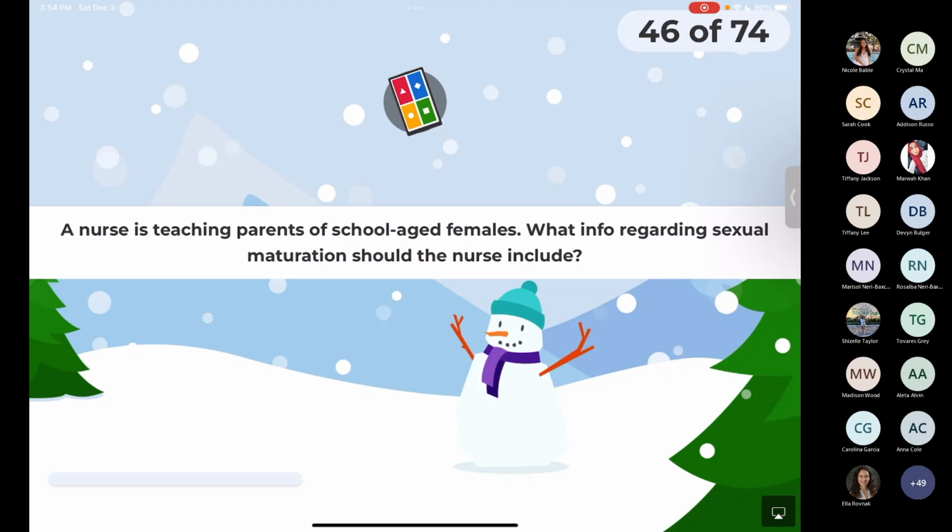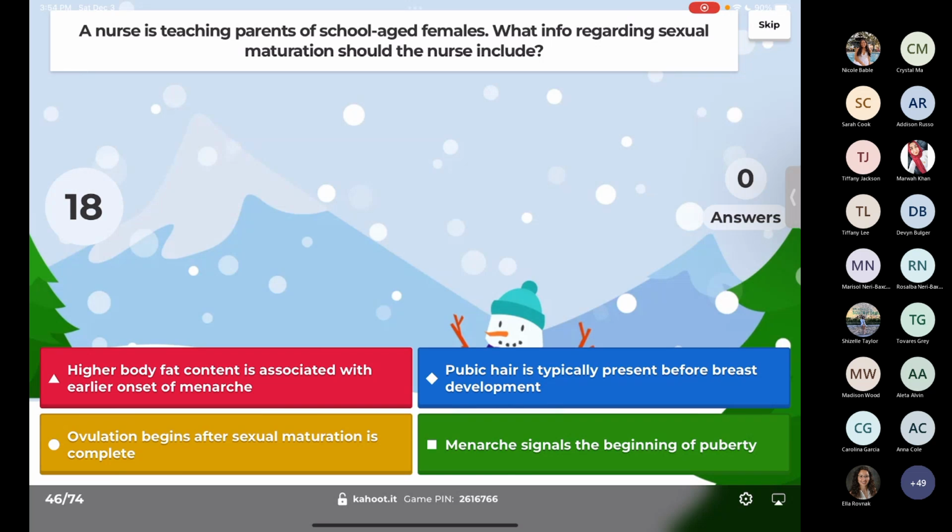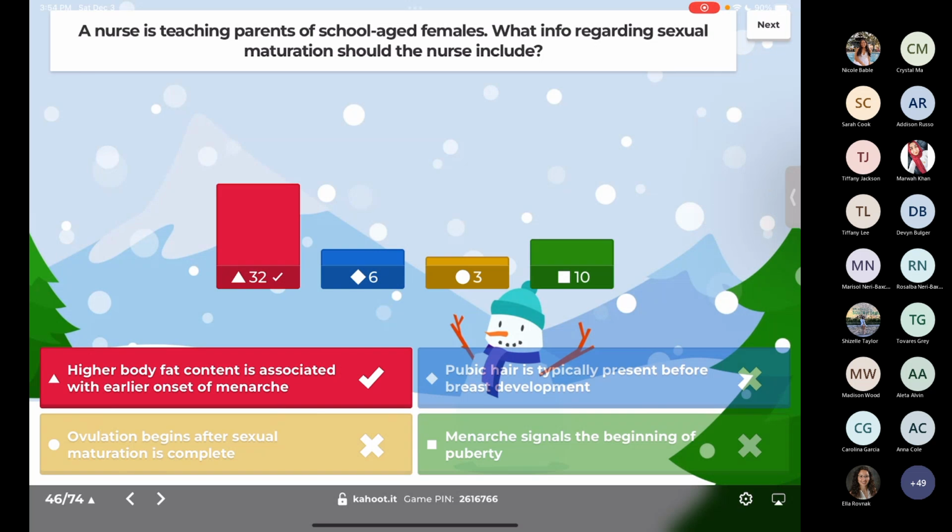A nurse is teaching parents of school-aged females. What info regarding sexual maturation should the nurse include? Good job, guys. So we know that obesity is linked to early onset of puberty.